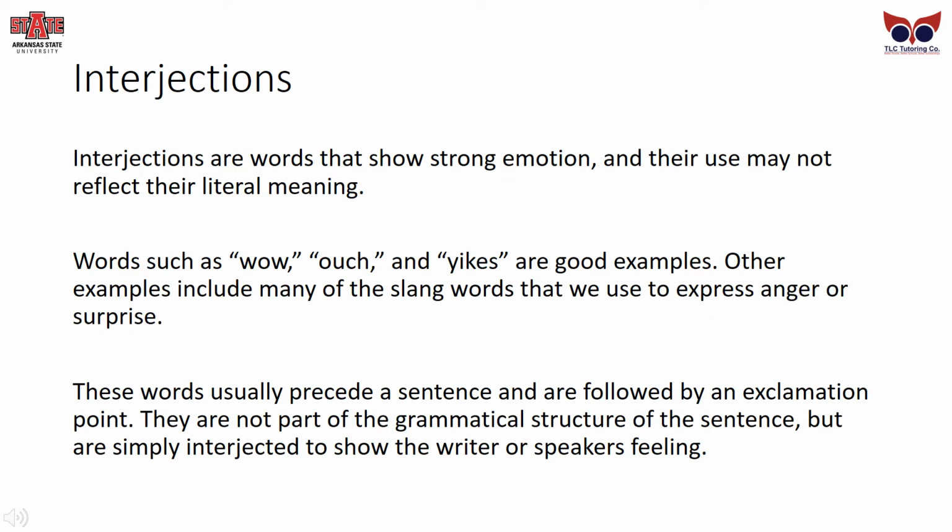Interjections. Interjections are words that show strong emotion. Their use may not reflect a literal meaning. Words such as wow, ouch, yikes are good examples. Other examples include many of the slang words that we use to express anger or surprise. These words usually precede a sentence and are followed by an exclamation point. They are not part of the grammatical structure of the sentence, but are simply interjected to show the writer or speaker's feeling.